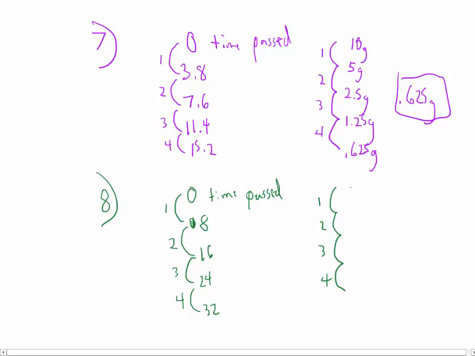And we start out with 8 grams. So 8 grams gets cut in half to 4 grams, gets cut in half to 2 grams, gets cut in half again to 1 gram, and finally to half a gram, right? It gets cut in half once, twice, 3 times, 4 times. And our answer is 0.5 grams.